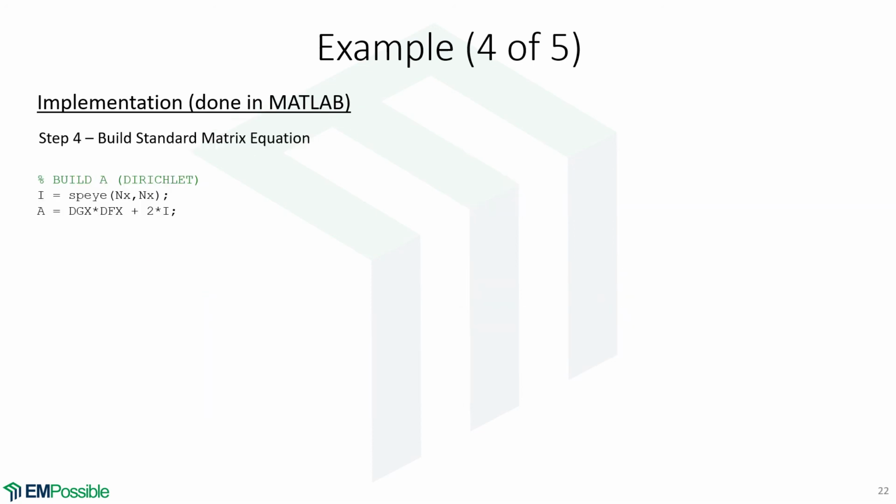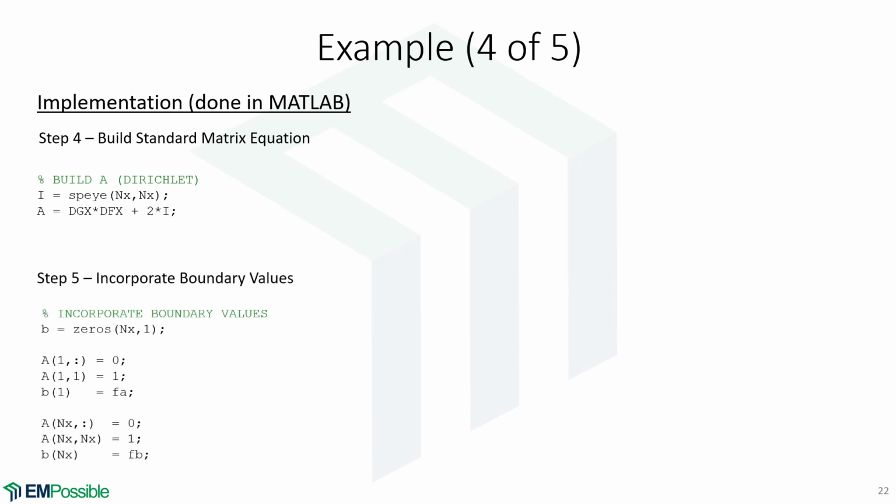Onward in the MATLAB code. So now we need to build our matrix equation, at least the initial one before we put the boundary values in there. So we need the identity matrix. So SPI is the sparse identity matrix. And now we calculate our A matrix as dgx times dfx plus 2i. And this came from that formulation that we did on paper at the very beginning. And this is where I feel like I'm literally typing in the differential equation.